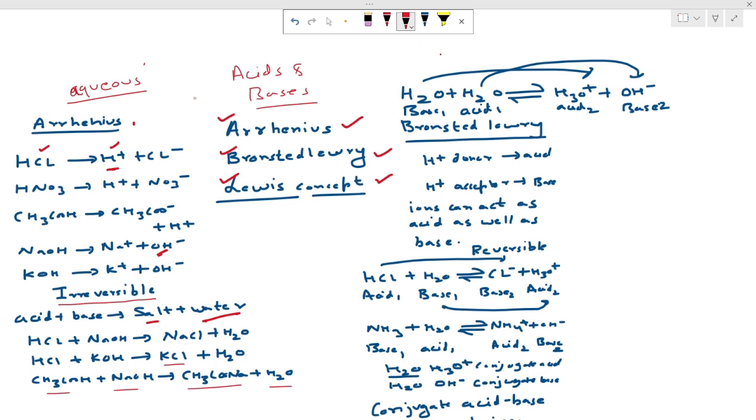Then another concept is the Bronsted-Lowry concept. As per the Bronsted-Lowry concept, an acid is a substance which is a proton donor and a base is a substance which is a proton acceptor. There is no requirement of aqueous solution in this case, no requirement of water. In fact, water can act as an acid as well as a base.